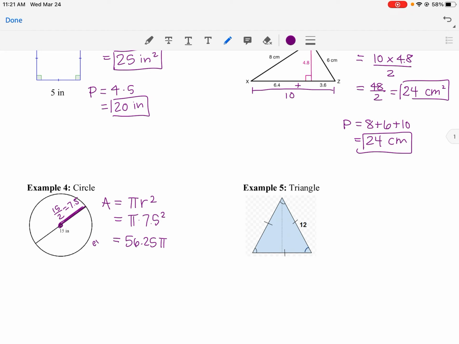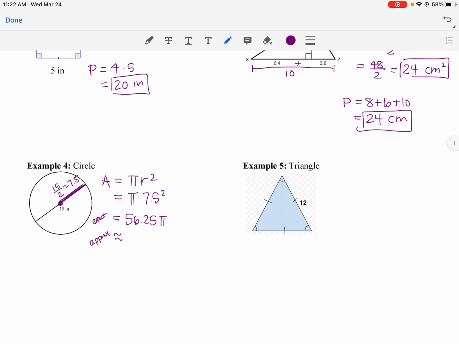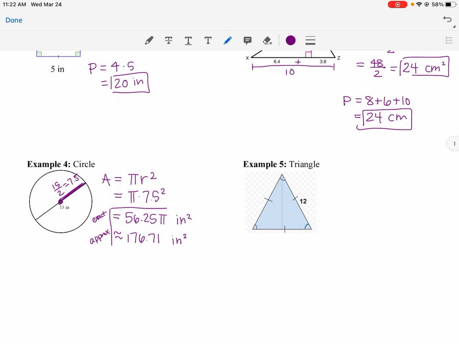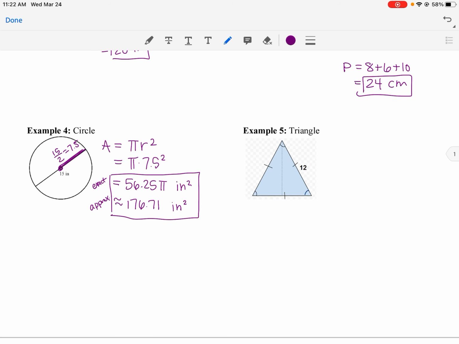So you end up with 56.25 pi. This is like an exact answer, right? Remember last time we talked about exact versus approximate answers? And if I wanted to approximate that, I'm going to go ahead and type in my calculator with pi, and I get 176.71. Both of these have a label of inches squared. Last time we kind of had you leave your answers as exact. Today, it's going to be fine just to write them as the decimal approximations.